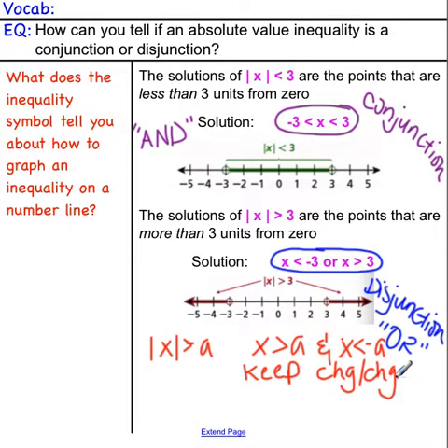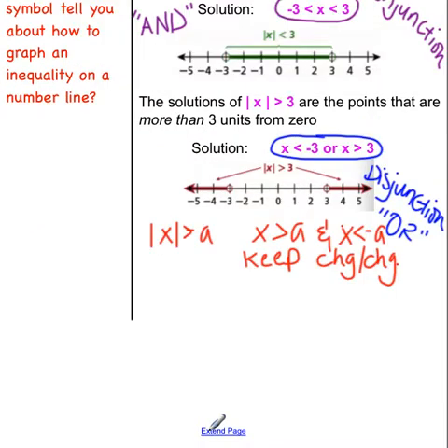Now on the other hand, if we have the absolute value of x is less than a, it's going to be that same situation of keep, but it's going to be an and, change, so it'd be x is greater than negative a. So think about that as we go through our examples here.